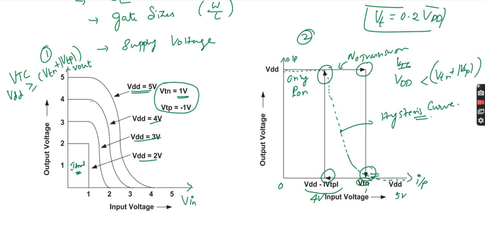So now what happened due to this, I can say here delay will be very high. So this is all about the short circuit power dissipation. Next, let us study about the glitching power dissipation.